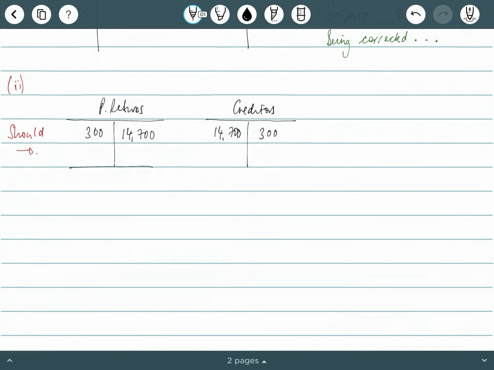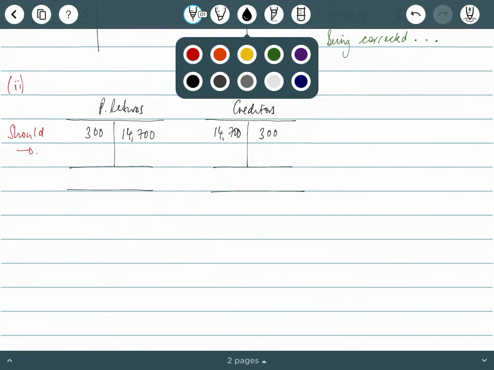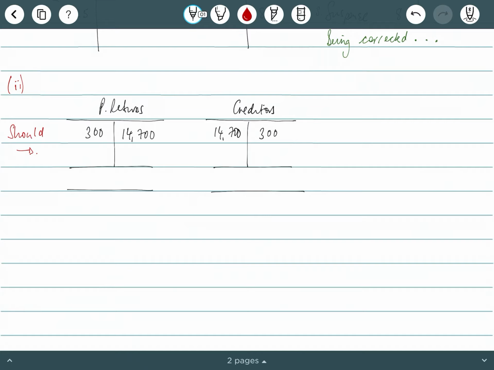We balance off these accounts. Do it in red so you can see a little bit more clearly. So you've got a CD, 14,100, which means you've got an opening balance of 14,400.